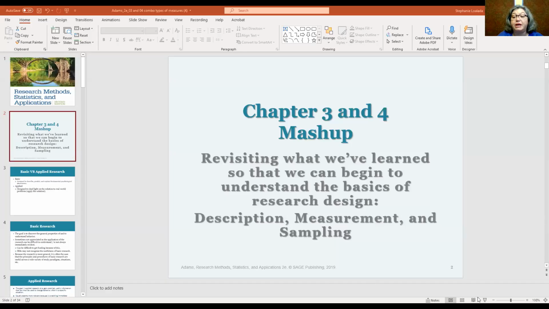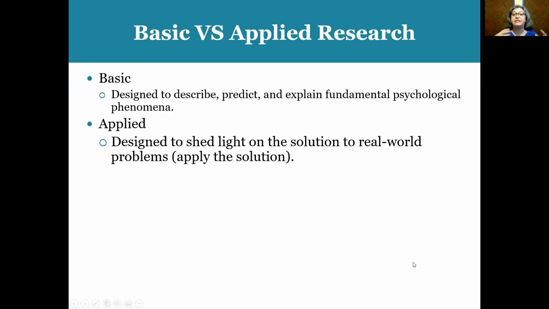So we're going to get started with the chapter 3 and 4 mashup lecture. Again, we're going to be building on the information that we learned in the first unit of the class. So we're going to revisit some ideas and then we're going to add to them. In chapter 3, we focused a lot on things like reliability and validity. And so we're going to see some of those same concepts applied in different ways in this chapter.